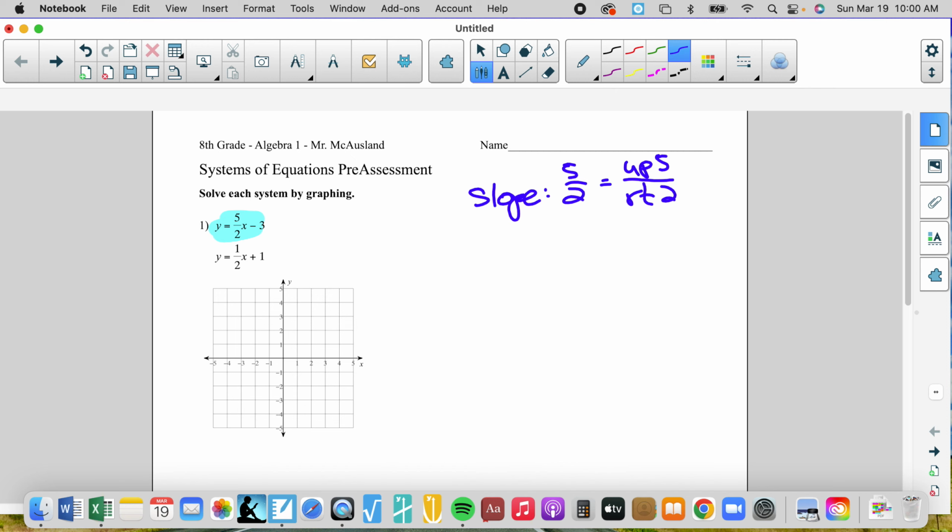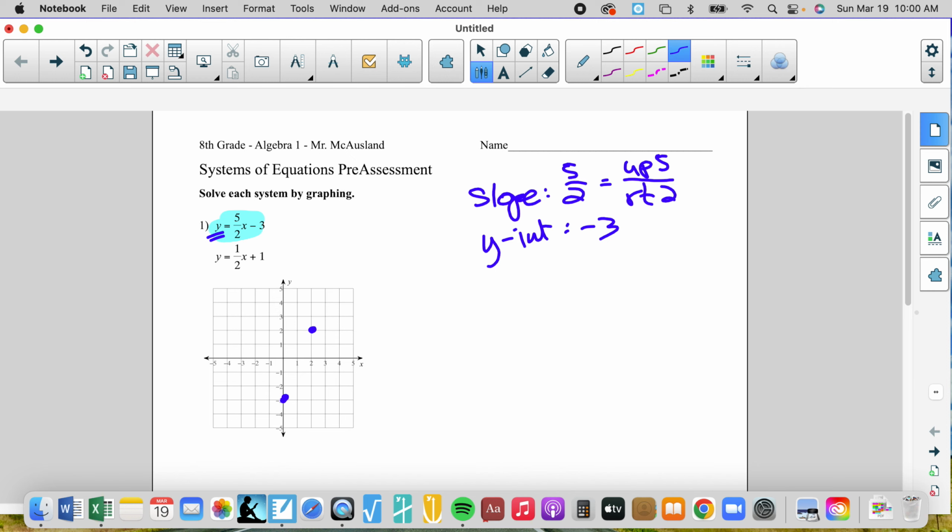So between points, we're always going to go up 5, right 2, up 5, right 2. But we don't have a starting point yet. So that's why we use the y-intercept. And the y-intercept in this equation is -3. It's the constant. Now we know it's in slope-intercept form because y is isolated. So we have our y-intercept, which is -3, and then we have our slope, which is up 5, 1, 2, 3, 4, 5, right 2 from that intercept.